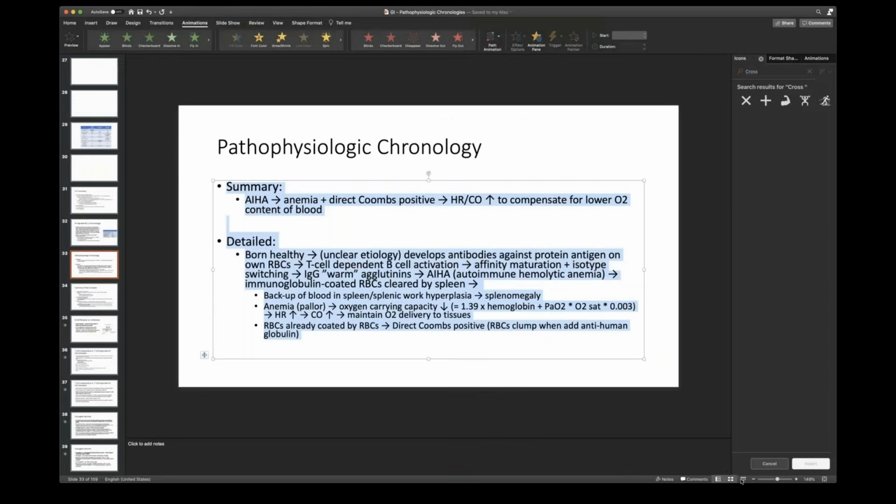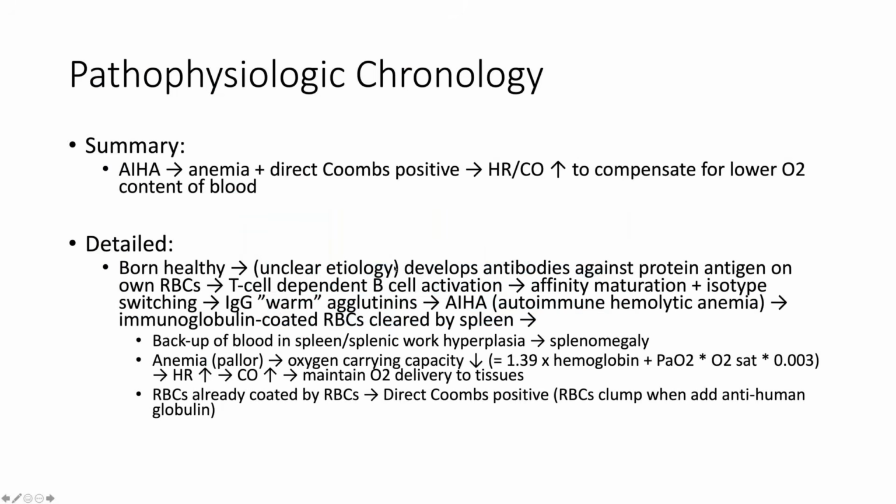So the detailed one is that, born healthy, it's not really clear why it happens, but she develops antibodies against some sort of protein antigen on her own red blood cells. This leads to T cell dependent B cell activation. So again, protein antigen, so protein is presented to T cells. That leads to affinity maturation and isotype switching, which is why she develops IgG, so the warm agglutinins. So this is known as autoimmune hemolytic anemia. And so immunoglobulin coated red blood cells are eventually cleared by the spleen, which is why she has splenomegaly. And so because of the anemia, as we talked about, her oxygen carrying capacity is lower.